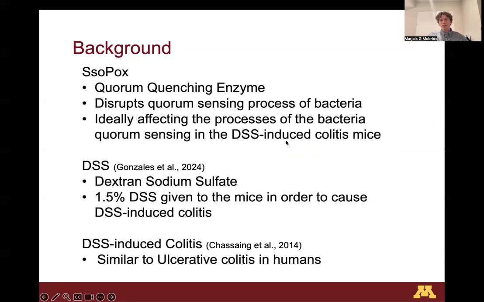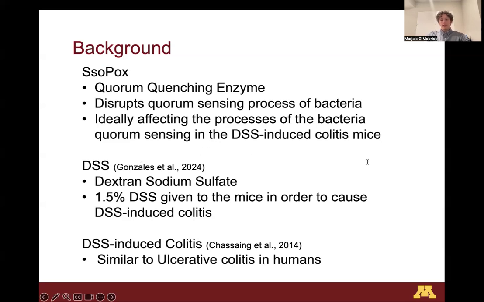Some more background: SsoPox is a quorum quenching enzyme that was used in this experiment. Ideally, this enzyme would have an effect on the quorum sensing processes of bacteria within the DSS-induced colitis mice. DSS is dextran sodium sulfate. A 1.5% solution of DSS was given to the mice over the final 3 weeks of this experiment. The treatment of DSS causes DSS-induced colitis in mice.